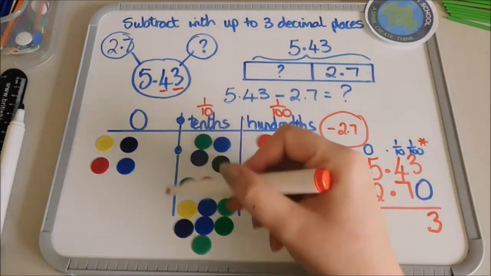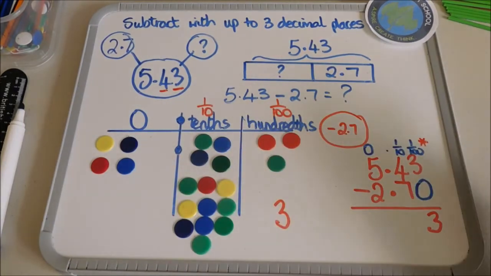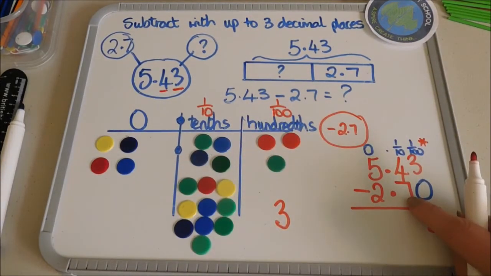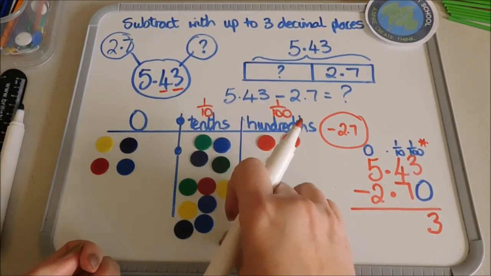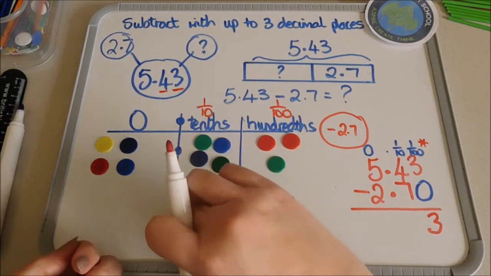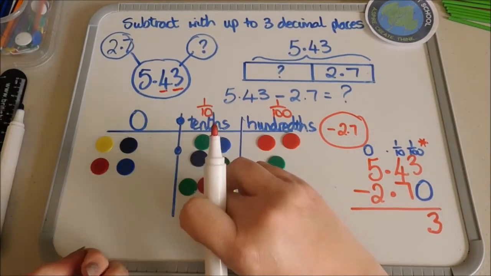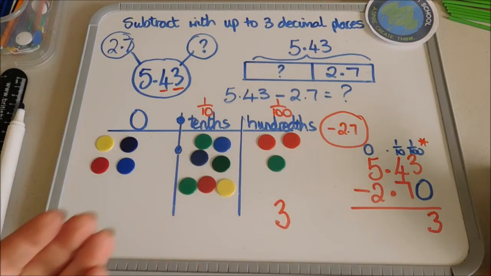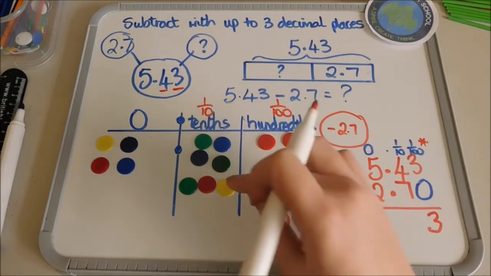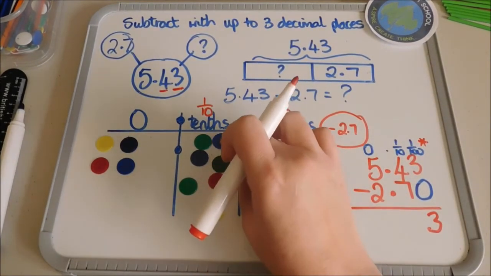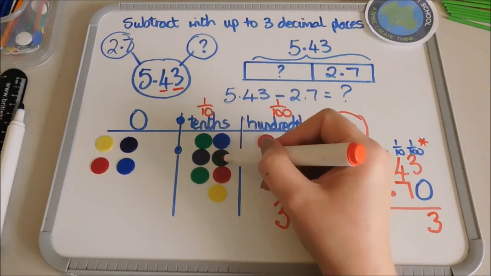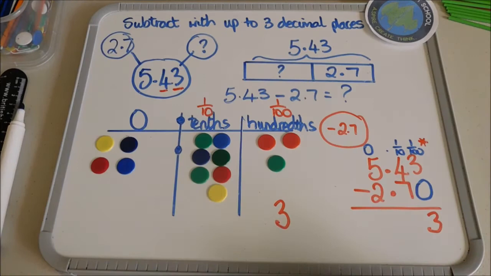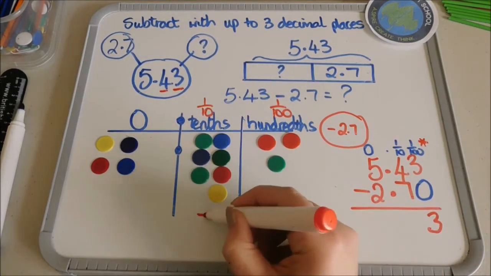So now I have plenty in here that I can get rid of the 7. I can subtract that 7 that I want to. So let's take 7 away. 1, 2, 3, 4, 5, 6, 7. And I'm now left with 2, 4, 6, 7. I'm also left with 7.